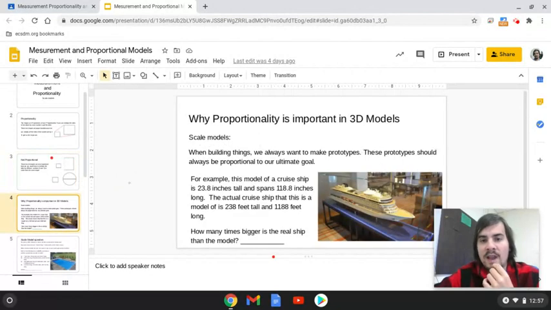So let's talk about this in a practical example. Let's talk about this model of a yacht. So we have this scale model of a yacht, and this yacht is 23.8 inches tall.